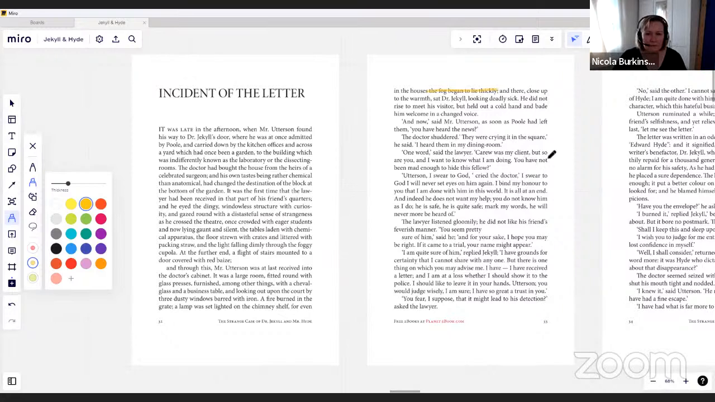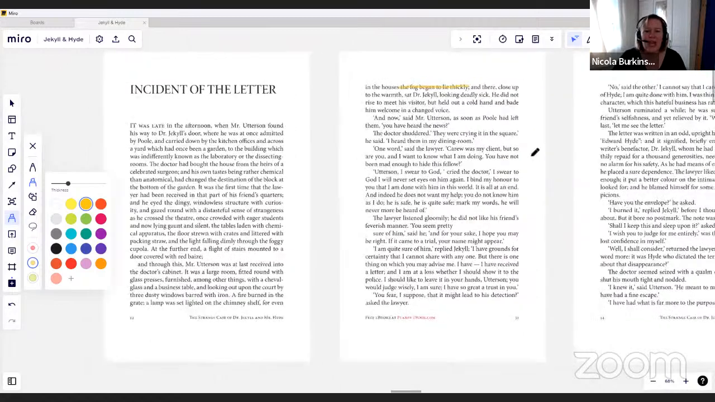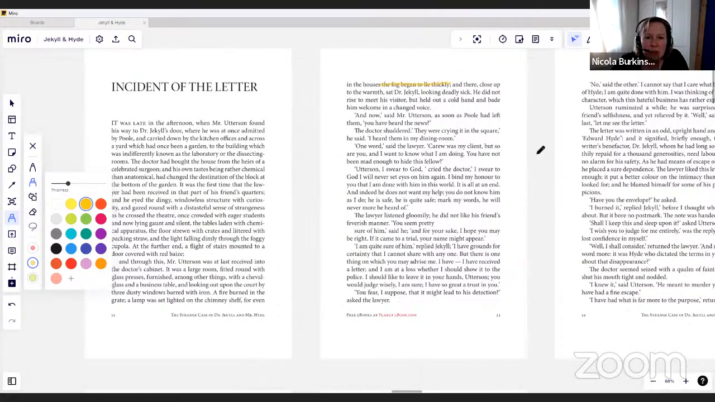Okay. He did not rise to meet his visitor, but held out a cold hand and bade him welcome in a changed voice. "And now," said Utterson, as soon as Paul had left them, "you have heard the news." The doctor shuddered. "They were crying it in the square," he said. "I heard them in my dining room." "One word," said the lawyer. "Carew was my client, but so are you, and I want to know what I am doing."